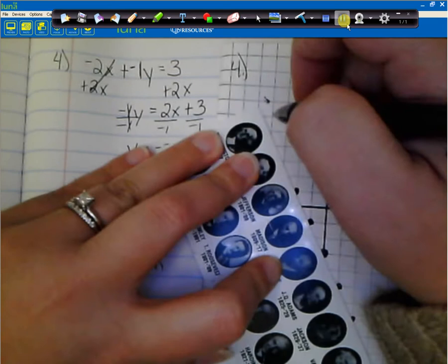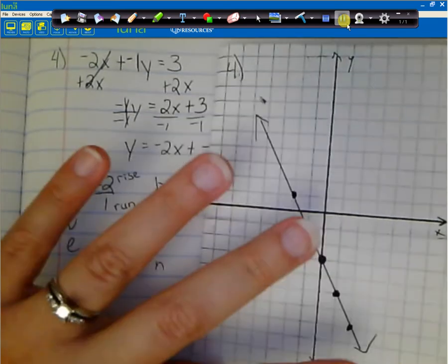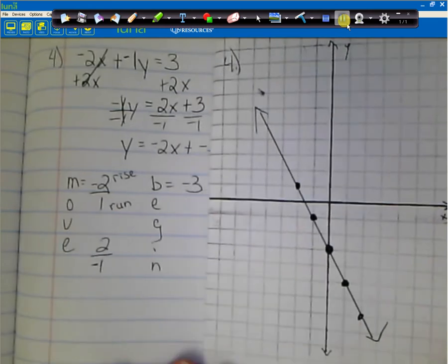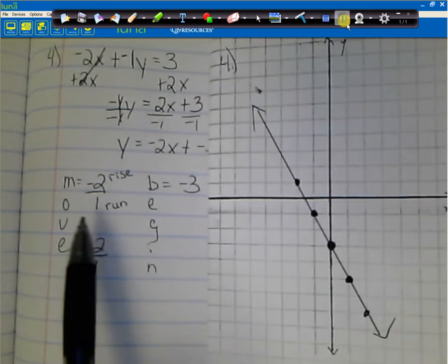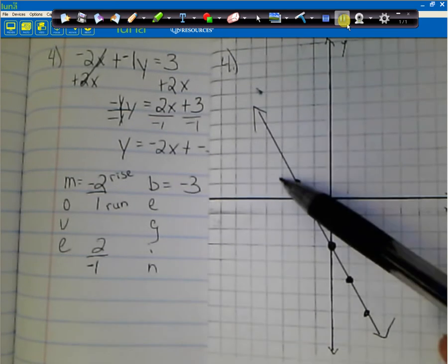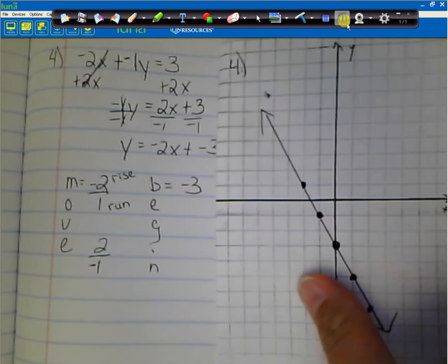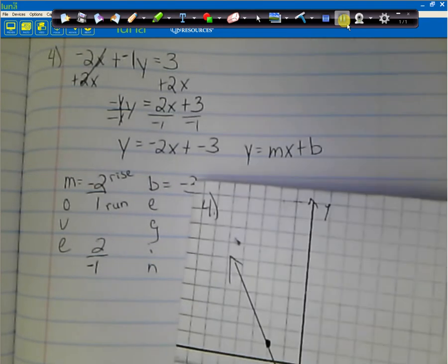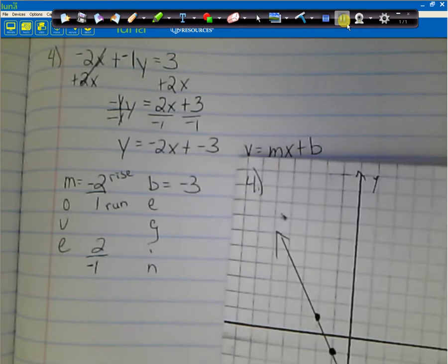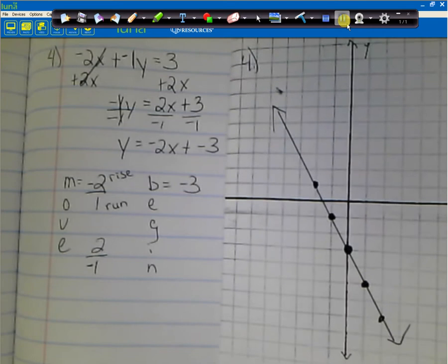Go ahead and draw your line, going through your points. Make sure you have arrows at both ends of that line. And again, it's always good to go back and check. Here my slope or my move was negative 2. So since it was negative left to right, this line should be going down. And it is, so we did that correctly. Please make sure that you have all that written before you move on. The negative 3 was cut off.